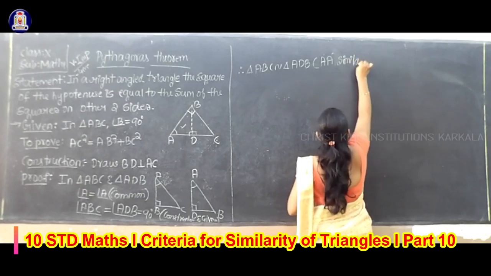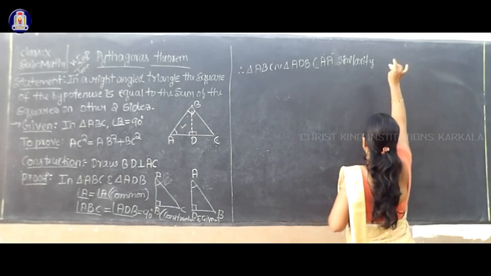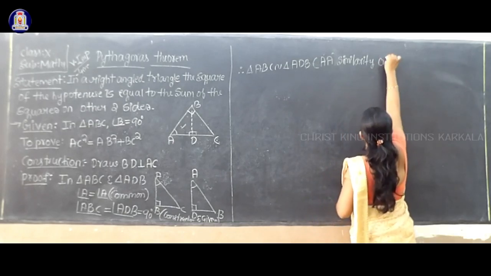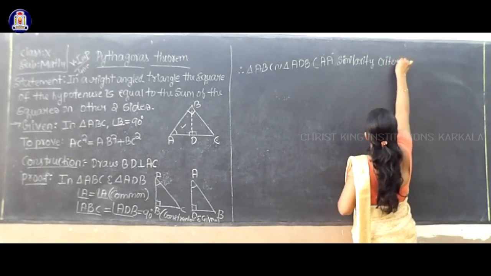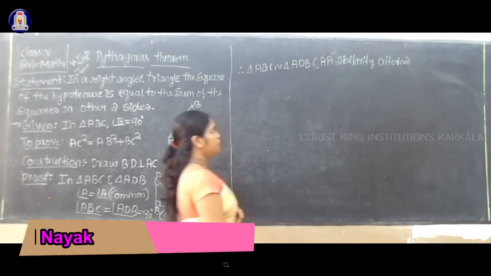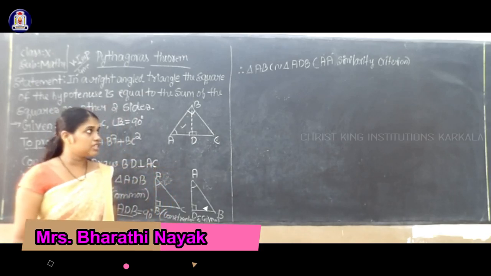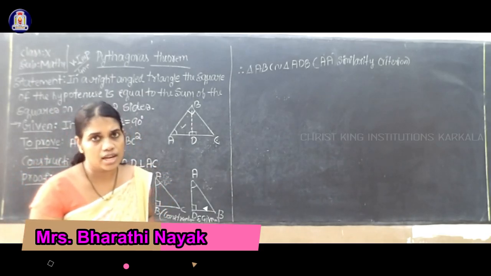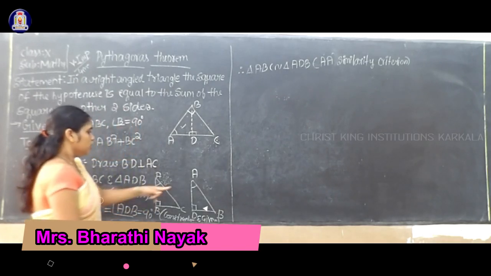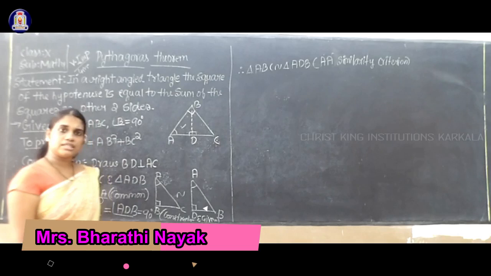AA similarity criteria. Okay, yes. So after proving the similarity of any two triangles, can I say its corresponding sides are proportional, isn't it? So therefore, these two triangles are similar now. So therefore, compare its corresponding sides.